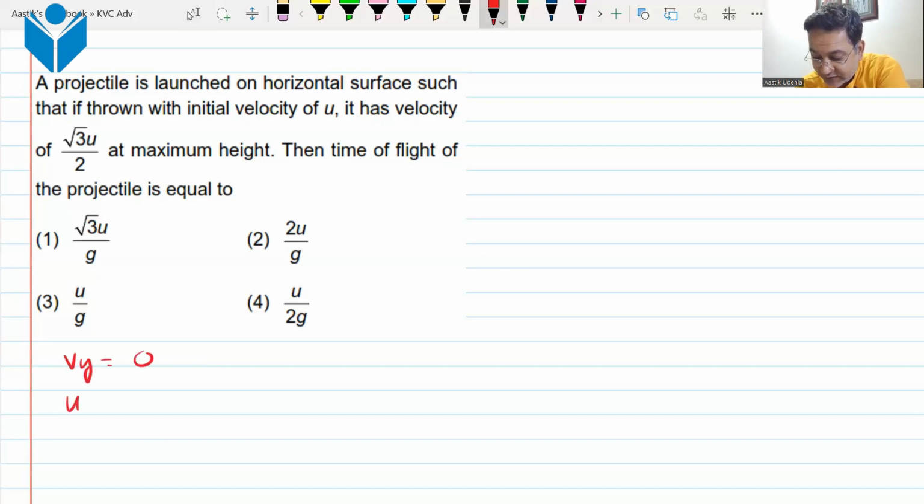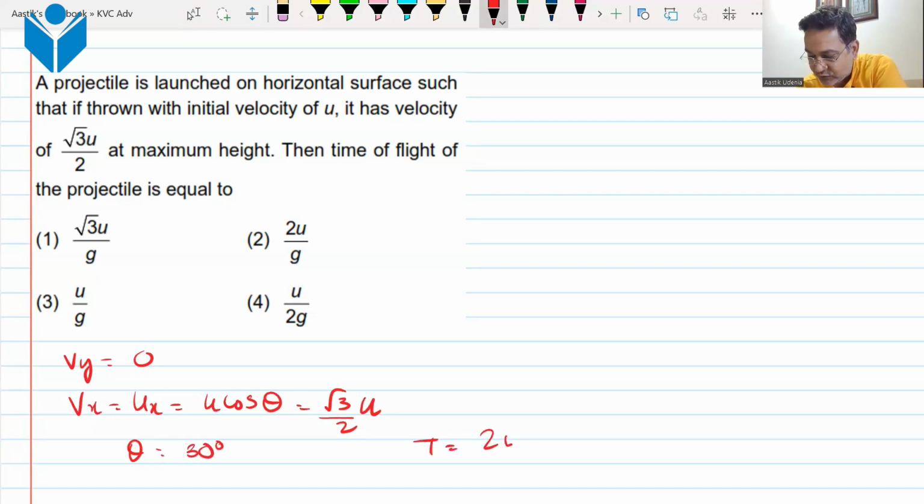And the horizontal component of velocity always remains the same for a projectile. The horizontal component of velocity, ux, which is nothing but u cos theta, is root 3 by 2 u. So from here, theta is 30 degrees. Time of flight is 2u sin theta by g. I hope all of you remember this one at least.